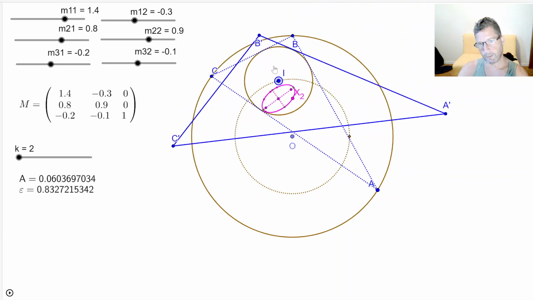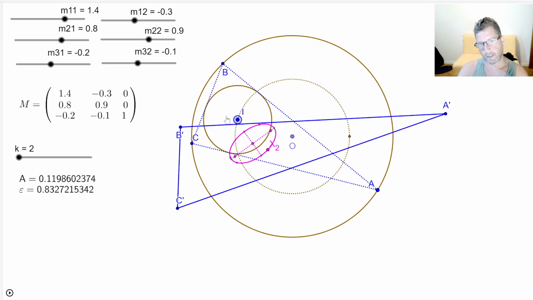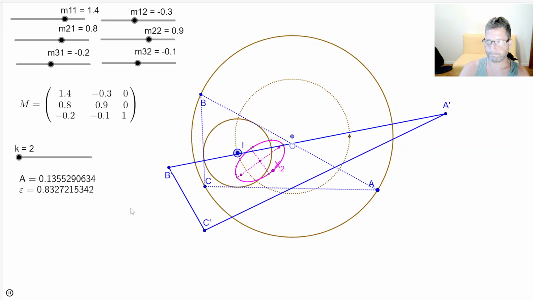Now what's happening to the family of loci of A prime, B prime, C prime, and in this case x2? What I'm tracking here is the area of the loci and the eccentricity of the loci. The area being proportional to the product of the semi-axes, and the eccentricity being a function of the ratio. So let's go ahead and animate I.